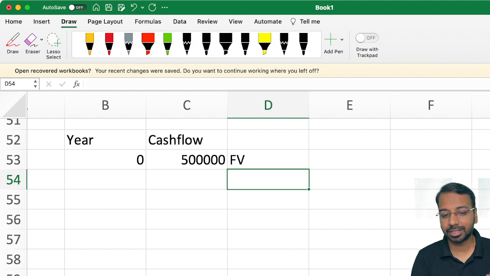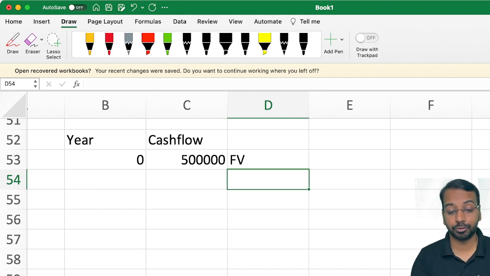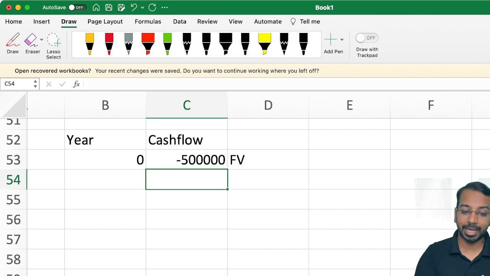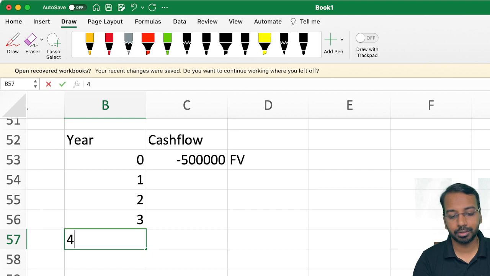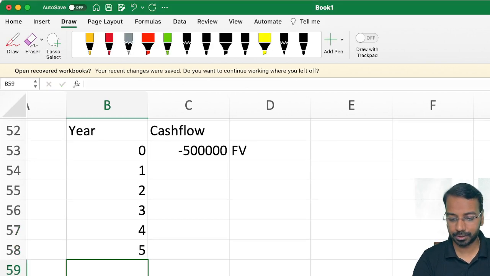This 5 lakhs of asset I am giving to you for using. So, I am transferring this 5 lakh fair value of asset to you, so it is an outflow for me. Sir, we are not paying money. Yes, I am giving you an asset worth 5 lakhs, so it is a kind of outflow. Then, let us say the lease period is for 5 years.